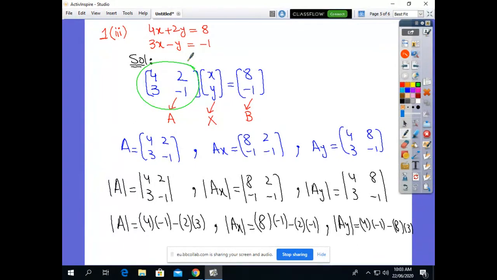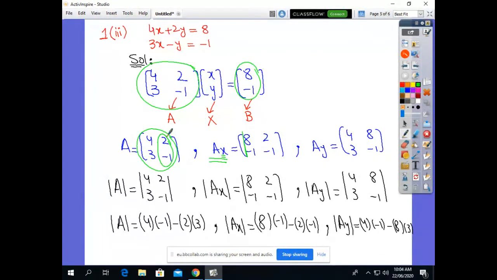See on the screen. We call this matrix A, which is 4, 3, 4, 3, -2. How do we write the matrix AX? Instead of the X values, on which place do we write the coefficients? On the first place, that is the first column. Instead of the first column, we write matrix B. Matrix B is 8 and negative 1, and the other two elements are the same, 2 and negative 1.